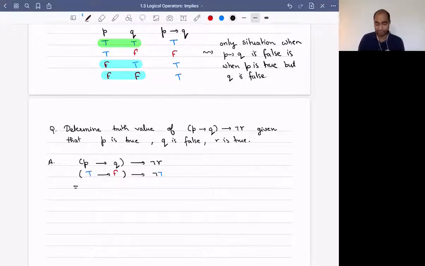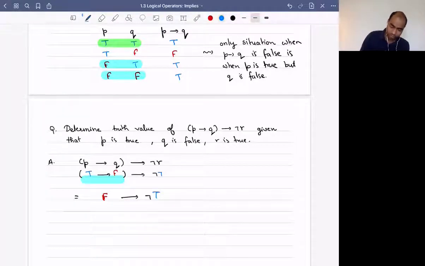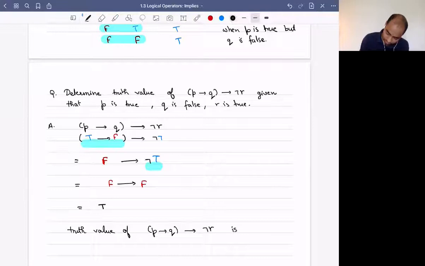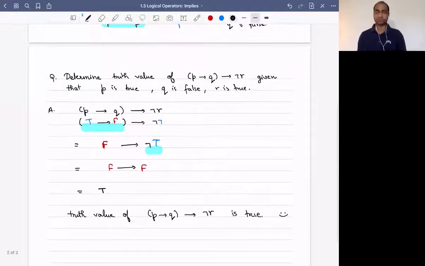This is then, now we have true implies false. So let me start with the first bracket here. True implies false is false. So I will get false implies not true. Then we have a not true here, so let's get rid of that. Not true will become false. So I'll get false implies false. And because of the way implies works, false implies false is true. And so we get that the truth value of P implies Q implies not R is in fact true. So that's how you solve problems, just like you would have done with and, or, and not.